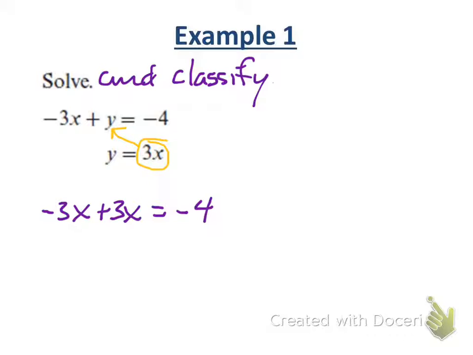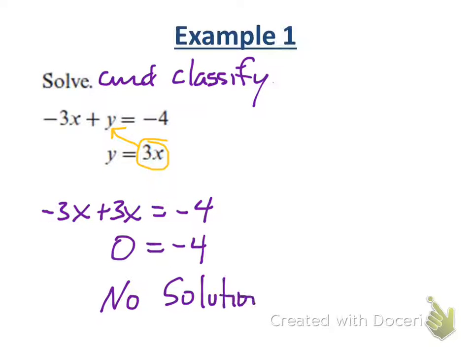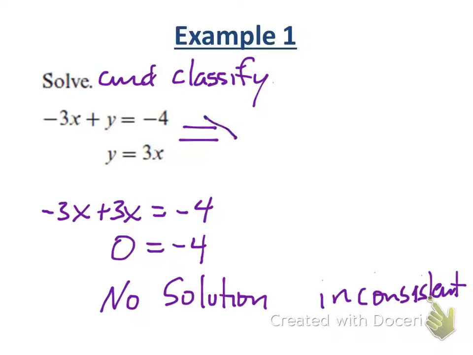And what do we get? What's negative 3x plus 3x? 0 equals negative 4. Anytime we end up with a contradiction like that, that should tell us that this has no solutions, right? So this system of equations has no solution. Well, what does that tell us about those two lines? Inconsistent, right? So the system of equations is inconsistent, but what else does it tell us about the lines? They don't intersect. What kind of lines don't intersect? Parallel.